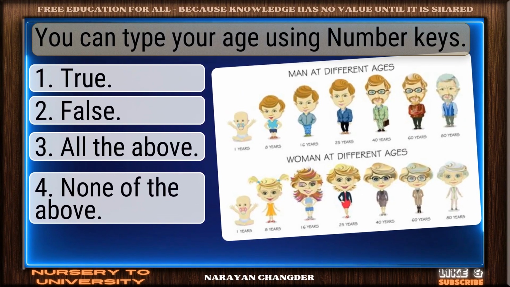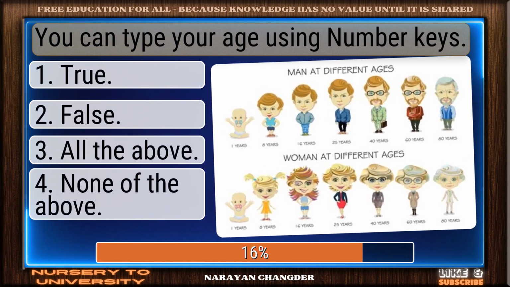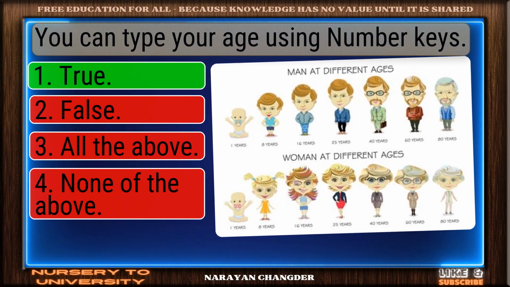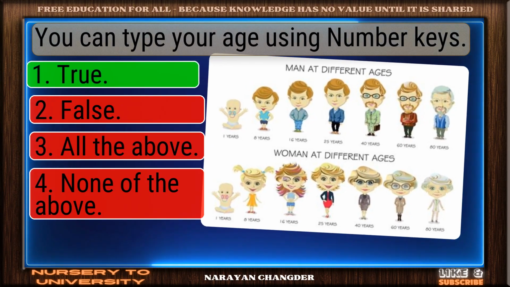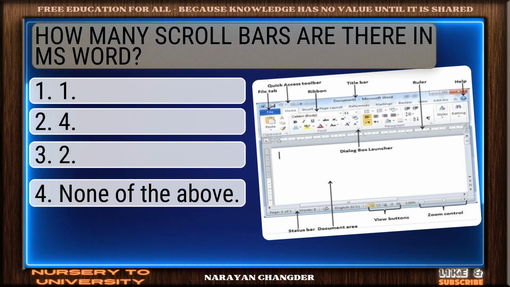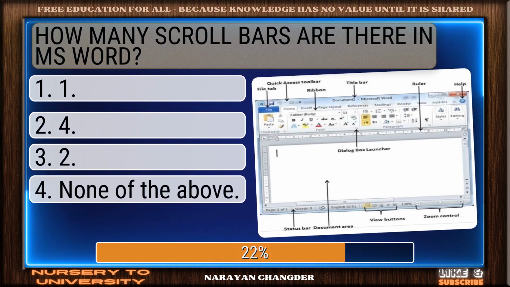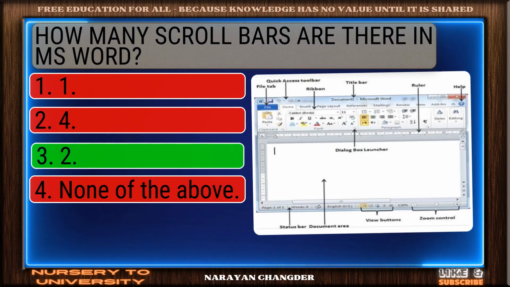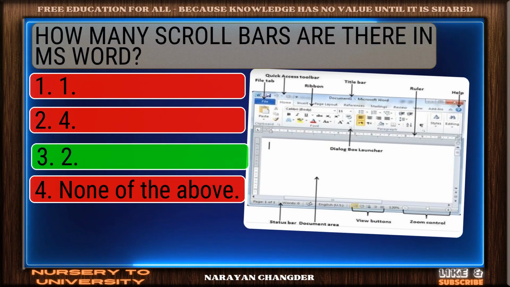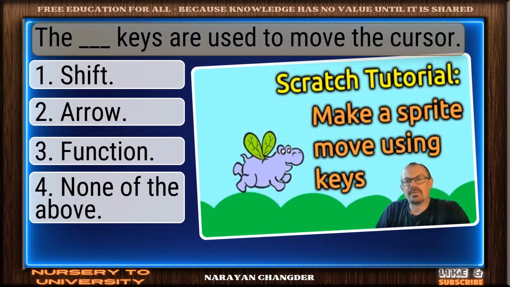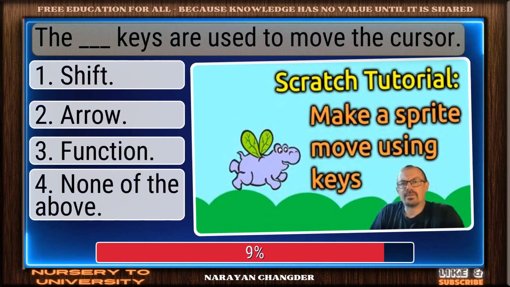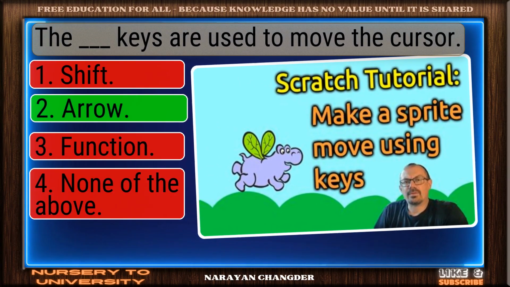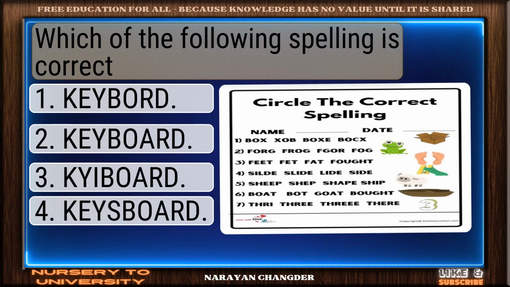You can type your age using number keys. You're right. True is the correct answer. How many scroll bars are there in Ms. Word? Clear logic. Your choice too is sound. The dash keys are used to move the cursor. Well done. Arrow is the right choice.